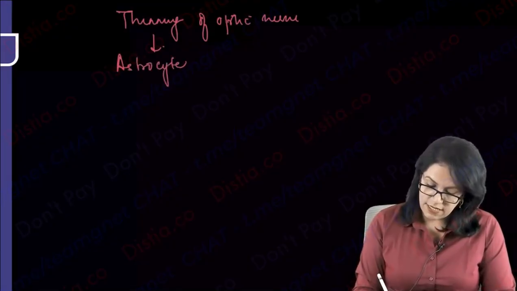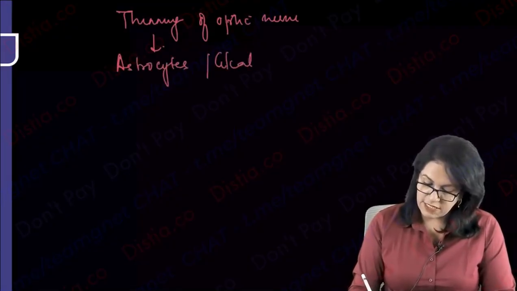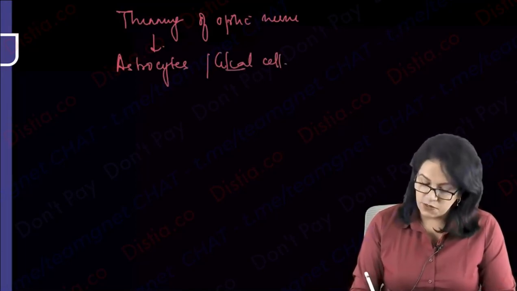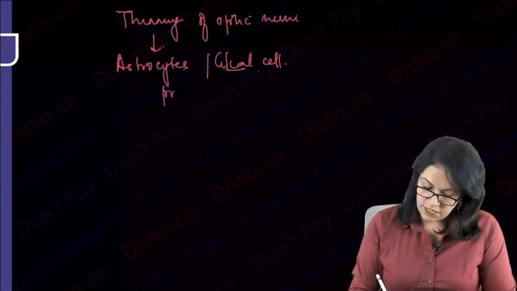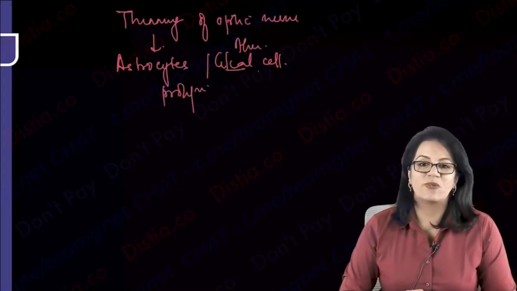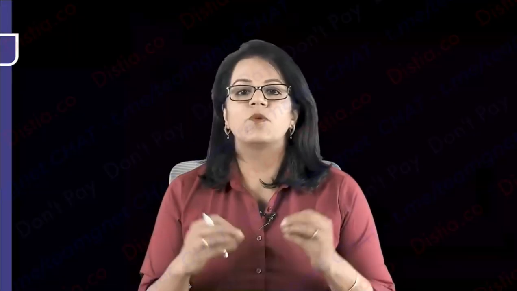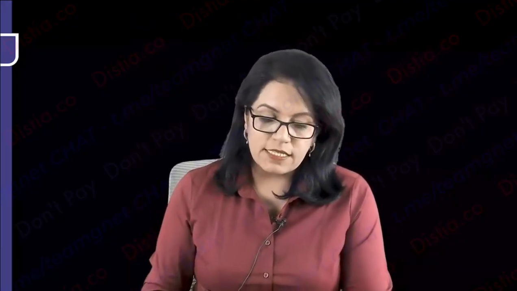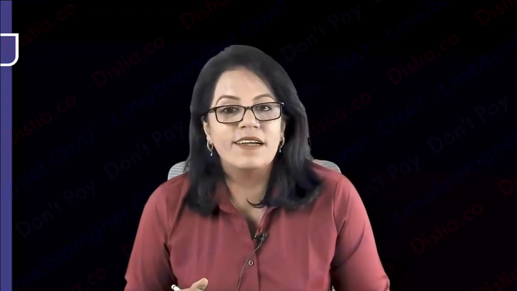So this astrocyte and glial cell proliferation, primarily it is astrocytes. Astrocyte is also a glial cell. Everybody is clear what is glial cell? No? All the supportive cells of the neuronal system. That is your glial cell. So when there is a proliferation, this is causing alteration in the extracellular matrix of the lamina cribrosa.